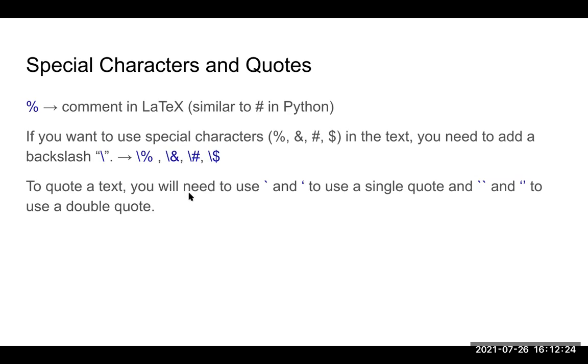And for quotes, it's a little bit tricky. If you want to quote something, there's a left quote and a right quote, or just a single quote. You have to use them together, a left and a right. And if you want to use a double quote, you have to use two left quotes and two right quotes. This is because of the format on the Google Slides. And by the way, if you really want to print out a backslash, there's a command called text backslash.